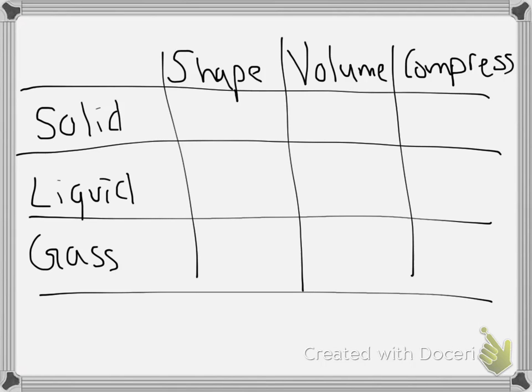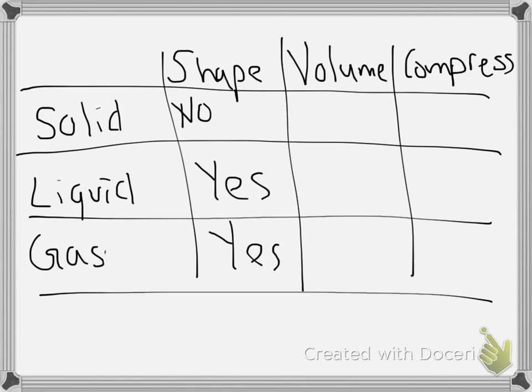A solid has a constant shape, so it does not change. So I'm just going to write no for no change here. A liquid's shape will change based on its container, so I'm going to put yes. And a gas, which is misspelled here, we're going to fix that. A gas also changes its shape based on the container.